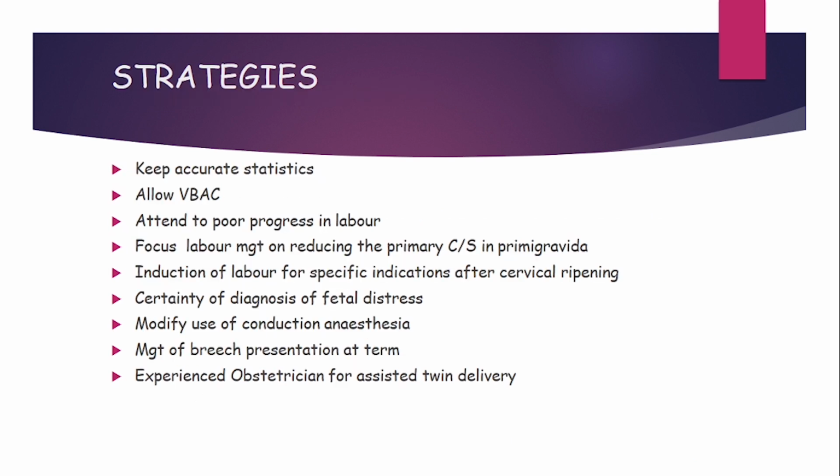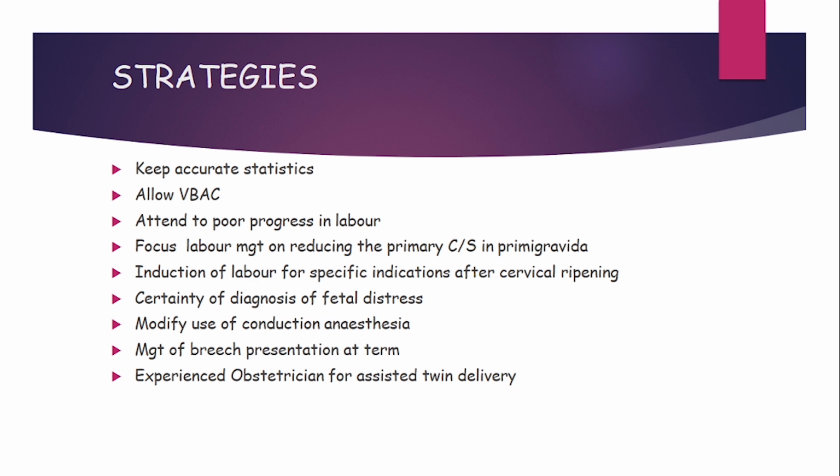So now, what strategies can we employ to reduce cesarean section rate? Your statistics must be accurate. Then you must allow VBAC, that's vaginal birth after cesarean section. Then you must attend to poor progress in labor. Then you have to focus on labor management. Your labor management has to focus on reducing primary cesarean section in primigravida.